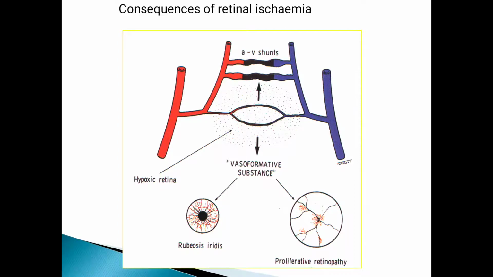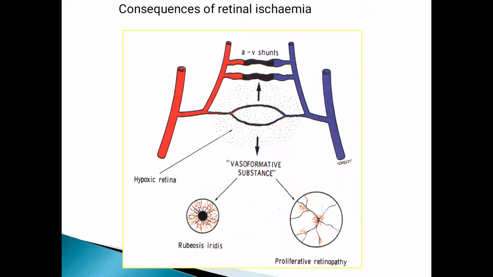So what happens, friends? Because of the occlusion of the capillaries and arterioles, there is ischemia of the retina. The retina becomes ischemic and hypoxic. The oxygen supply to the retina decreases, and this leads to secretion of VEGF, that is vascular endothelial growth factor, by the retinal capillaries, and this factor causes proliferation of new blood vessels. It causes formation of new blood vessels which are not desirable. So that leads to proliferative retinopathy.